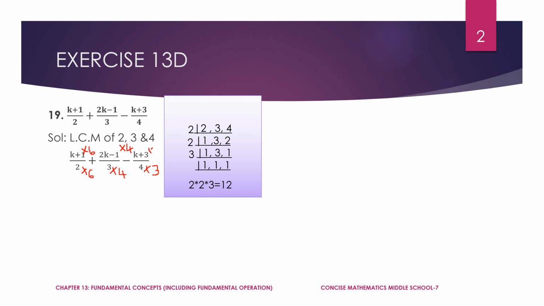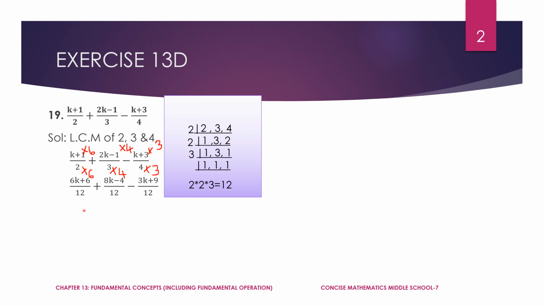Here, when multiplying this 3 on the numerator, multiply it with both the terms. 3 should be multiplied with k as well as 3. 4 should be multiplied with 2k as well as minus 3. 6 should be multiplied with k and plus 1. Right? In the next step, we are going to multiply it. So you will get 6k + 6, 8k − 12, minus 3k minus 9.